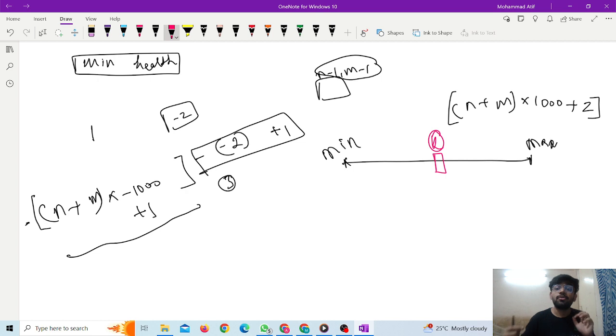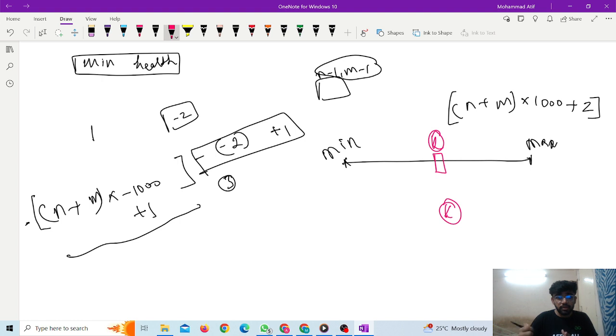Suppose using k health initially, the knight can rescue the queen. What does that mean? It means my k can be a possible answer because we need to find out the initial health of the knight in such a manner that he will be able to rescue the queen, right? So now using k, if I am able to rescue the queen, anything greater than k will obviously also work, because I am able to rescue the queen using k health. So using k plus 1 health, I will be obviously able to rescue the queen. But we need to check the minimum, right? We need to check the minimum.